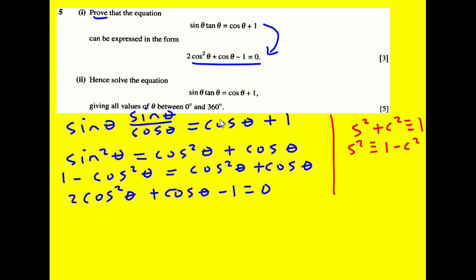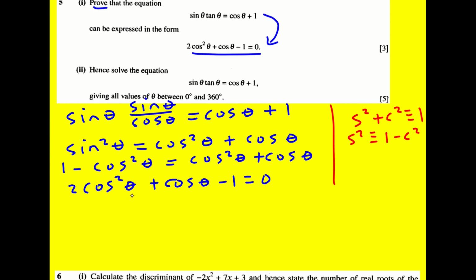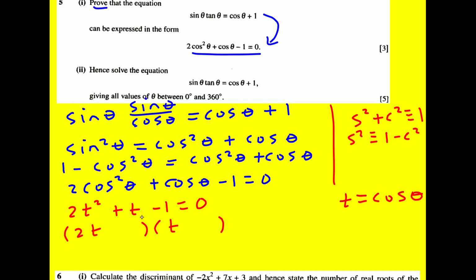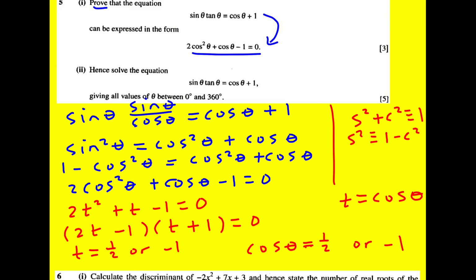Given all values of theta between 0 and 360 degrees. Okay, this is in fact a hidden quadratic. You can do a substitution, t equals cos theta, or you could just factorize directly in terms of cos theta, but that's going to mean that 2t squared plus t minus 1 equals 0. And I'm back to solving a quadratic, which I suspect will factorize, because, yeah, it does. It's going to be plus 1 here, minus 1 here. t equals a half, or minus 1. And remember, we can bring it back. Cos theta equals a half, or minus 1.